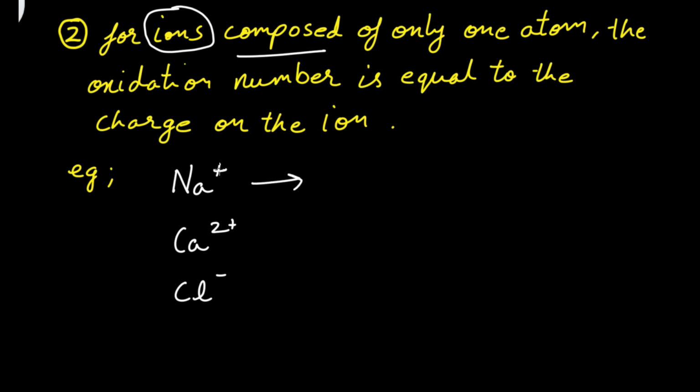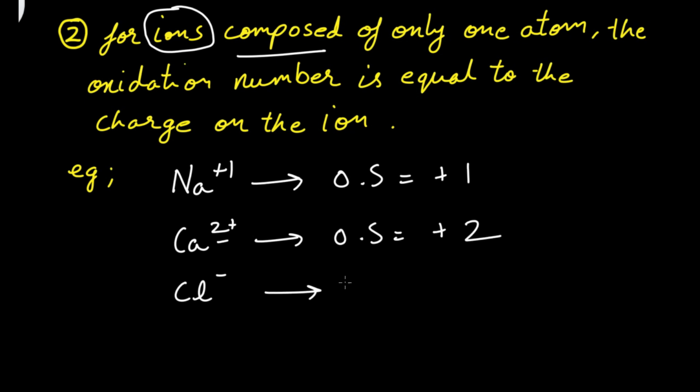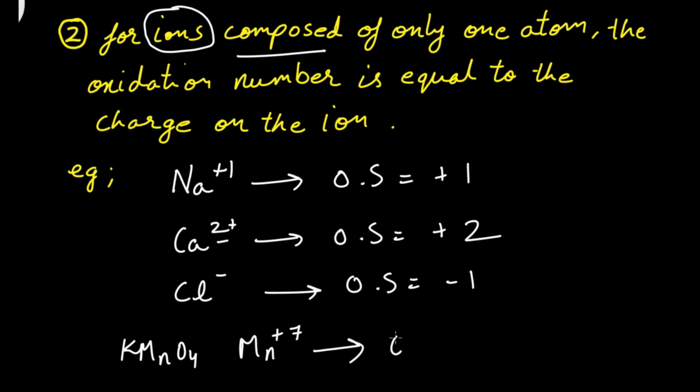Now the charge is +1, so the oxidation state will be +1 for sodium. In this case the charge is +2, so the oxidation state for calcium will be +2. In this case, the charge is -1, so the oxidation state will be -1, and that's how you can use it. In KMnO4, manganese will have +7 charge, so the oxidation state will be +7. That's how it goes.